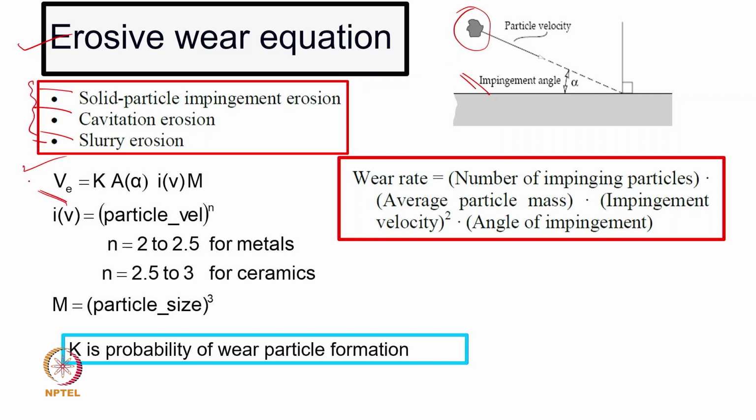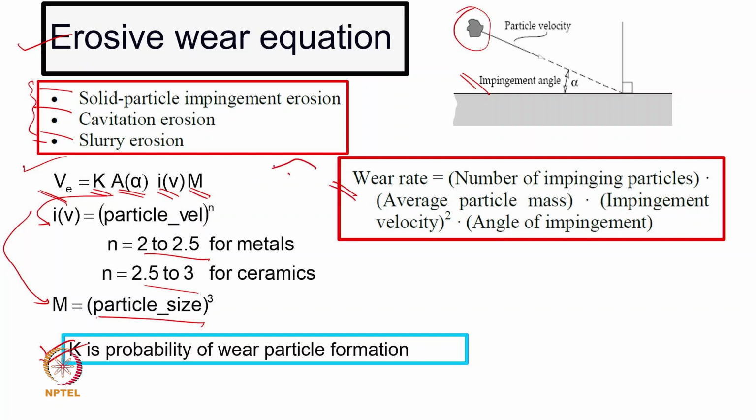That erosive volume can be given by VE, where there is a proportionality constant, and this is a function of impact angle, this is a function of velocity, and this is a function of particle size. So this has been given, and M has been shown very clearly. K is the probability of wear particle formation, and these are nonlinear relations. So this is one equation.